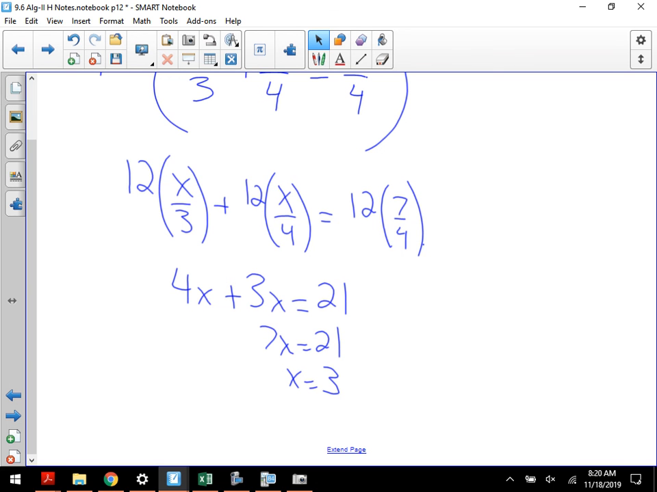And it drops super, super fast. That's it. So what happened to the fractions? They went away. I multiplied everything by a common denominator. What's 12 divided by 3? It's 4. What's 12 divided by 4? It's 3 times 7.